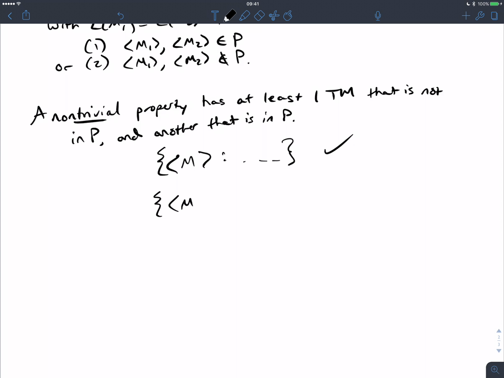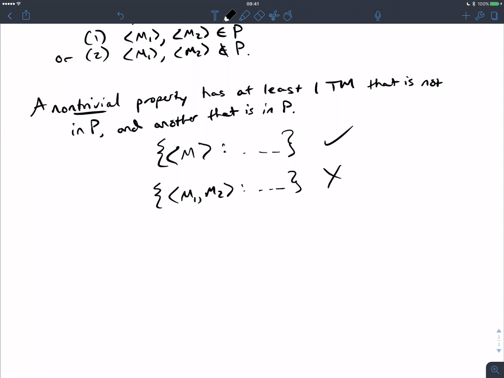But if we want multiple Turing machines in the description, then that's not going to work, because we need to talk about the language of the machine. If I'm given two Turing machines, which one do I pick? So I can only talk about single Turing machine descriptions.